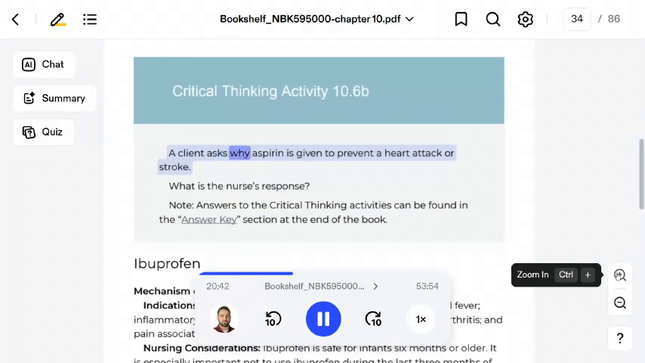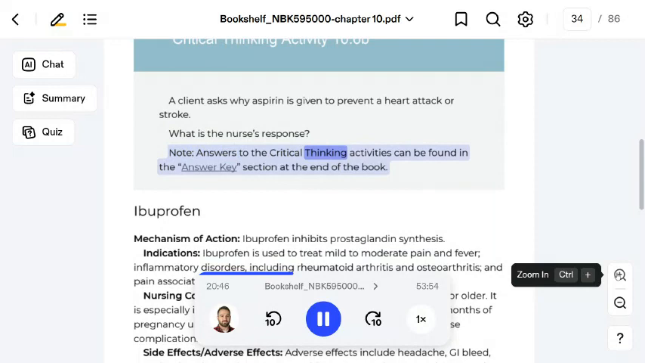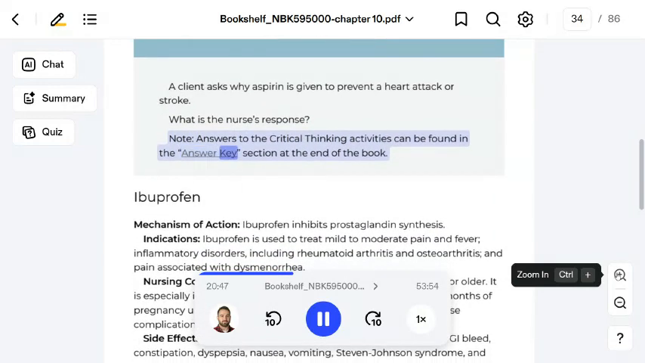A client asks why aspirin is given to prevent a heart attack or stroke. What is the nurse's response? Note: answers to the critical thinking activities can be found in the answer key section at the end of the book.